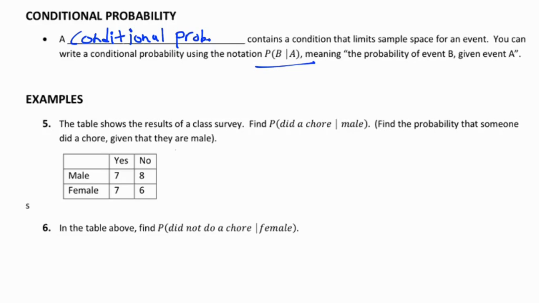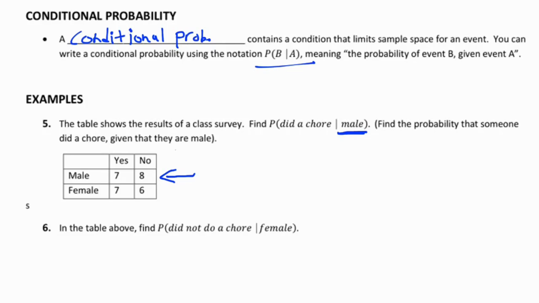So in example number 5, the only way to explain this is by looking at an example really. The table shows the results of a class survey. We need to find the probability of did a chore given that that person is already a male. So we need to find the probability that someone did a chore given that they are a male. That means we need to look right here. Male is our condition, so in this problem we are only going to look at the male column. And we want to figure out if they did a chore.